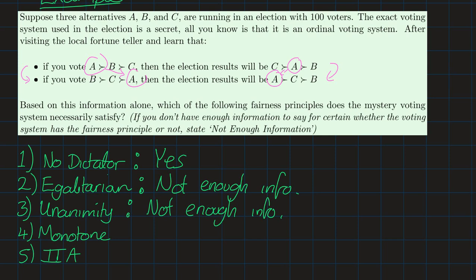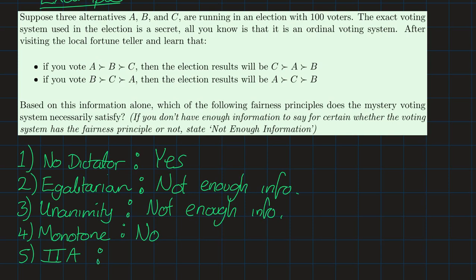Decreasing support for A made A do better in the overall ranking, which means that this is a violation of the monotone criteria. So no, it is not monotone. Okay, and we found this A example demonstrates that it's not monotone.